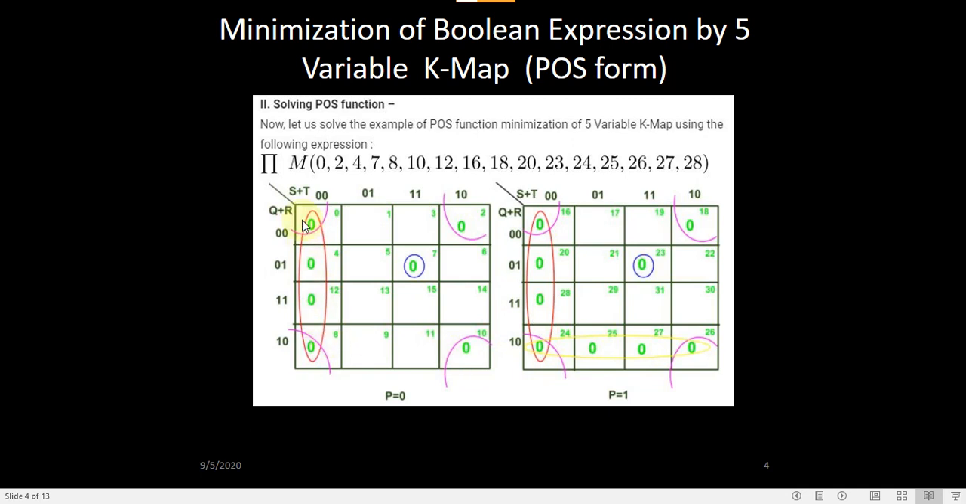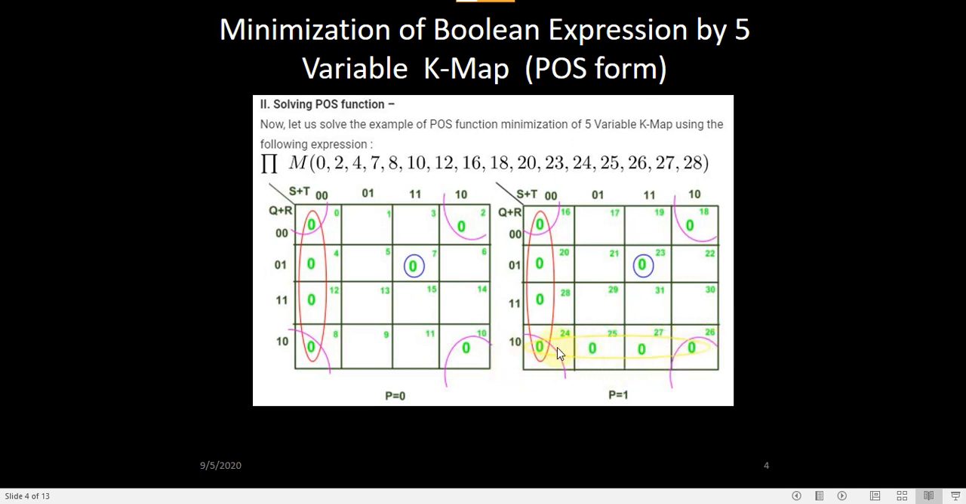Okay, since your exams are approaching, can you just tell me what this term would be? This vertical one? Anybody? S plus T. Yeah, it will be S plus T. Correct. And then similarly, because P is going to be common here.